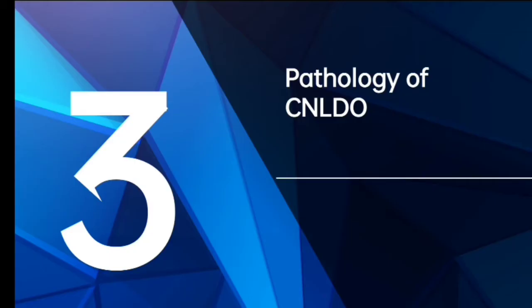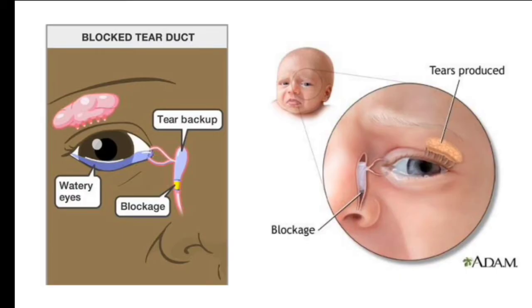Coming to the pathology of congenital nasolacrimal duct obstruction. If there is some block in the nasolacrimal apparatus, the tears produced from the lacrimal gland do not enter the nose. So they will be on the surface of the eye only. Excessive tears on the surface of the eye spill over outside. So it causes watery eyes. It is the main symptom of congenital nasolacrimal duct obstruction, that is watering of eyes.